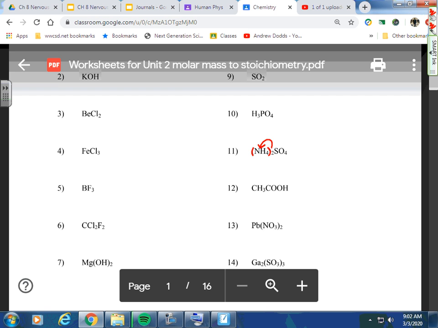So there are actually 2 N's in this. And then H is in the parentheses as well. It's got a 4 subscript, but since there's a 2 outside the parentheses, it's actually H 8 times. And then we have stuff outside the parentheses that we just treat like normal. There's an S, which is just 1 time, and there's an O 4 times.